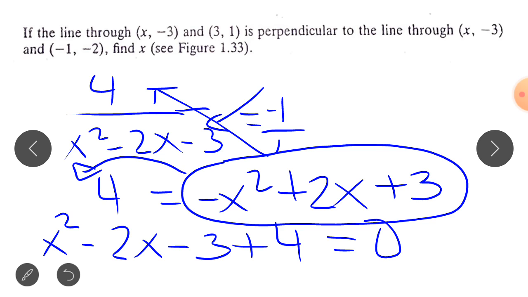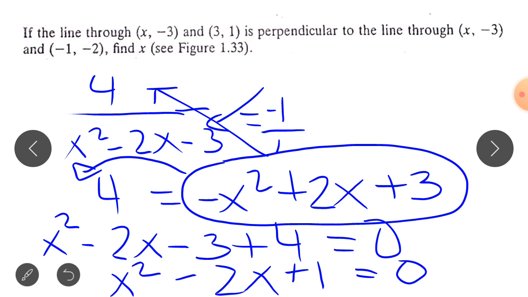Then combine similar terms. So we have x squared minus 2x, then negative 3 plus 4 will give us positive 1, equals 0. Now we have a trinomial, x squared minus 2x plus 1.